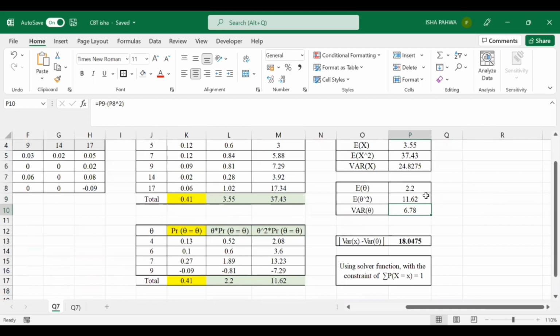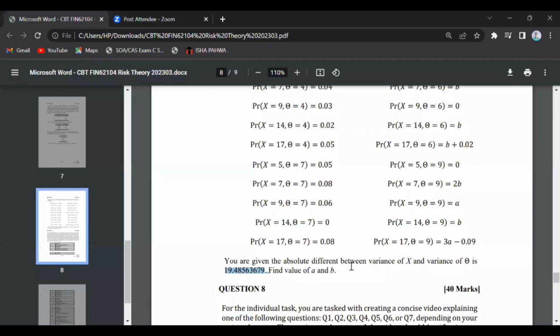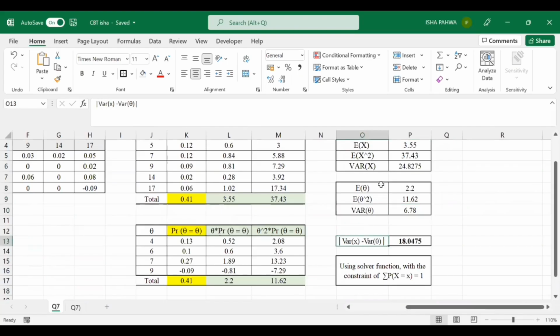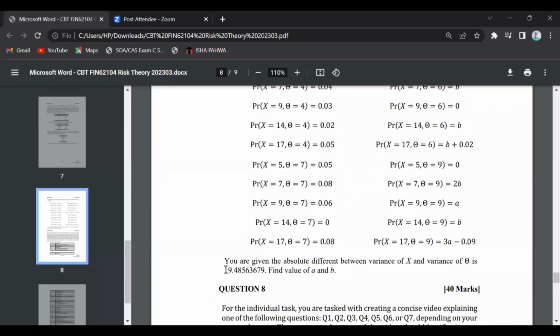So the question gave us the information about the absolute difference. So we would find the absolute difference between these two numbers here. When we do that using this feature, which stands for absolute, we do the absolute difference between these two, and we get the answer as 18.0475. But the question gives us the answer as 19.48 something. So we know it's wrong.